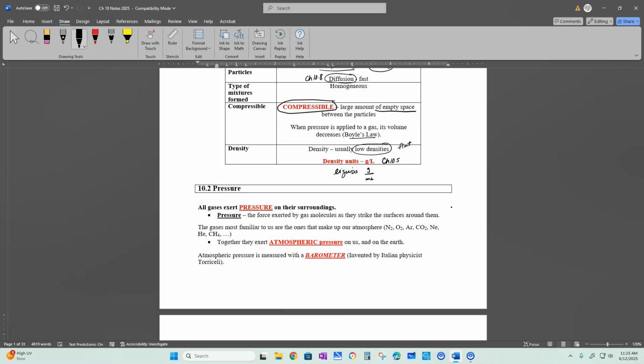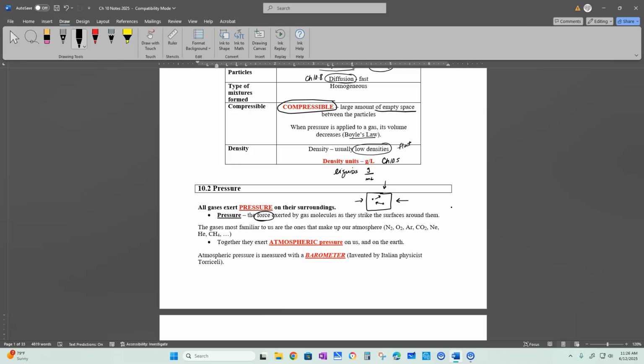10.2, let's first talk about what the heck is pressure. All gases exert pressure on their surroundings. So whether you're looking at a box, a beaker, a balloon, all gases exert pressure on their surroundings. So you not only have pressure inside the container, and we draw these little arrows to represent this pressure, but also you could put pressure on the container. So it's a force exerted by gas molecules as they strike the surface around them. So not only the surface of the container, but basically the surface with each other.